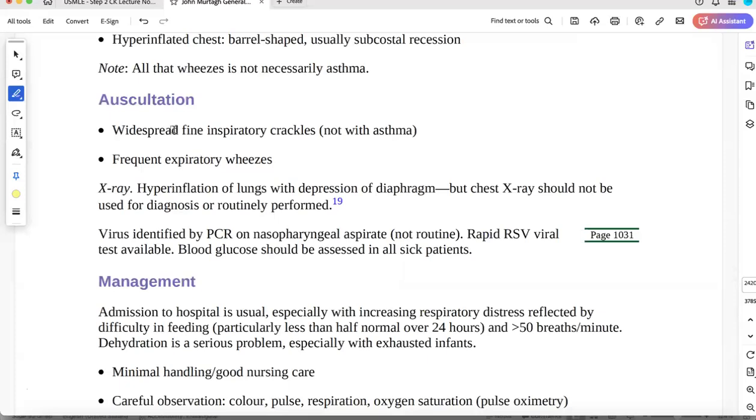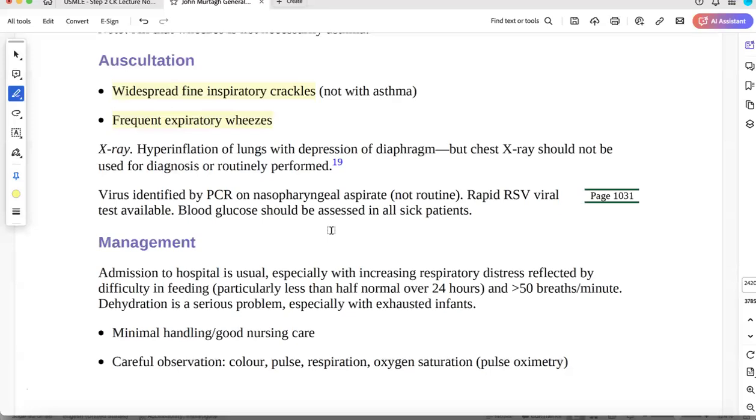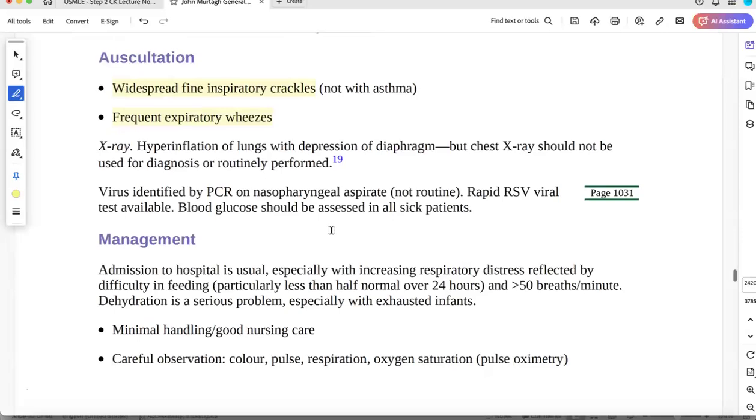And if you listen to their chest, you will get two findings. One is widespread fine crepitation with expiratory wheezing. So if you get a widespread inspiratory crepitation with an expiratory wheeze in this kind of child, you would think of bronchiolitis.